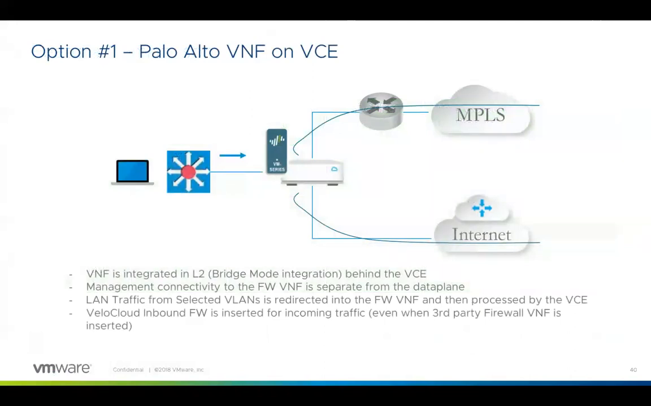So the first option, really the second option in my previous slide, is where we place a Palo Alto VNF at each of the branches, or when you place a Palo Alto firewall or any other firewall at each of the branch offices. And again, this Palo Alto as a VNF on the VCE is only supported on the 520V and 540V platforms.